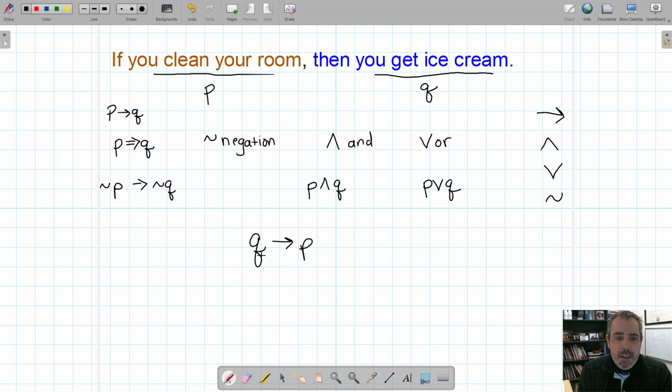I can also take this statement and turn it around and say this: if you get ice cream, then you clean your room. Or I could say, if you get ice cream, then you do not clean your room. And if, then, a hypothesis and conclusion.